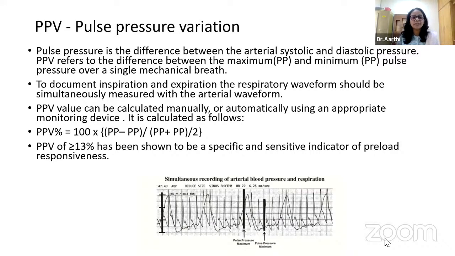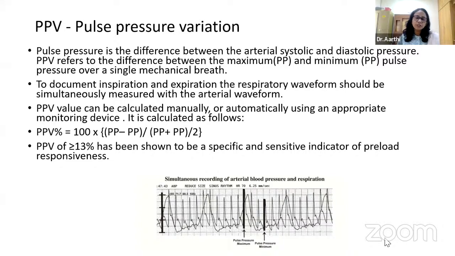is called pulse pressure variation. So pulse pressure is the difference between the arterial systolic and diastolic pressure, and that's the definition of the pulse pressure. So pulse pressure variation refers to the difference between the maximum pulse pressure and the minimum pulse pressure over a single mechanical breath. So this pulse pressure variation is analyzed with respect to patients on positive pressure ventilation.